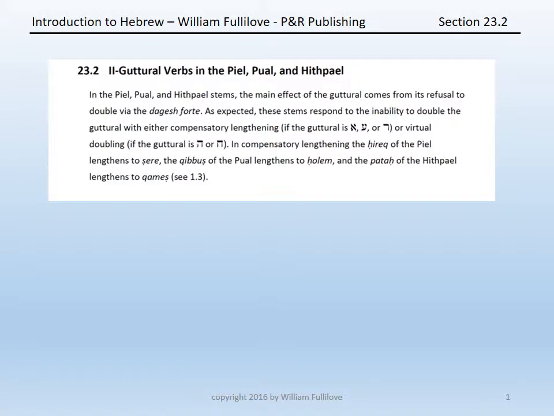Whereas in the Qal, the Hifil and Hofal, the situation of a second guttural related to the tendency of gutturals to take a compound shewa, in the doubling stems, the Piel, Pual, and Hithpael, a second guttural is in the position where it would normally double. For that reason, the main difference you see in the Piel, Pual, and Hithpael stems is that the guttural does not take the dagesh forte.